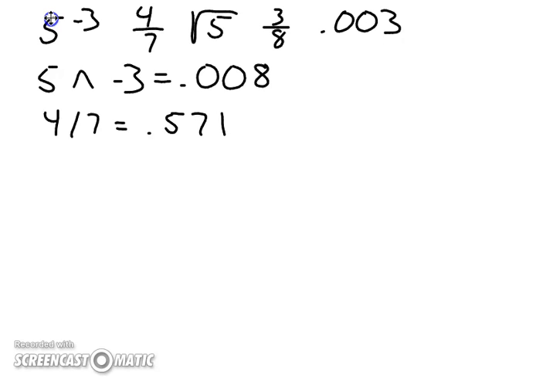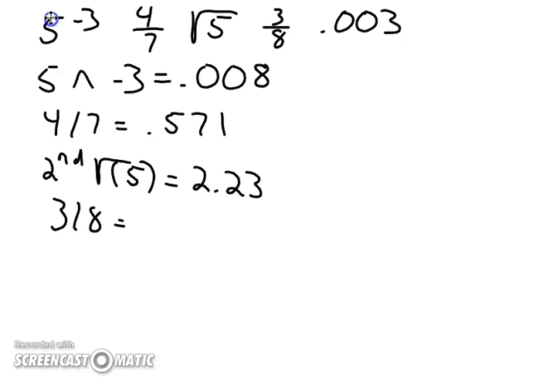The square root of 5, you're going to hit second, and you're going to bring up that square root button with the parentheses. Okay, and then you're just going to hit 5, close parentheses, equal, and you will get 2.23. The 3 over 8 is the same as the 4 over 7. You're just going to do 3 divided by 8. It will give you 0.375. And finally, 0.003 already equals 0.003.